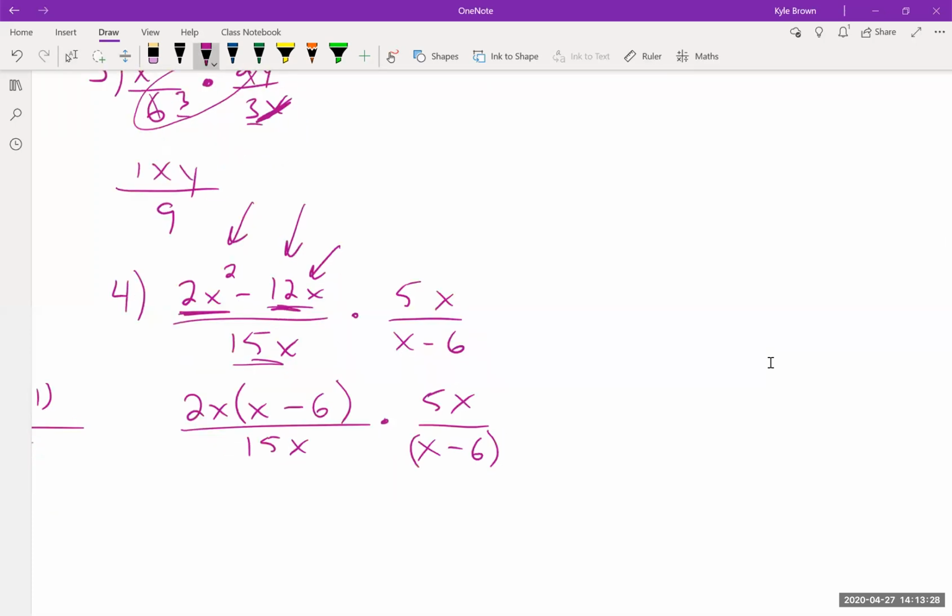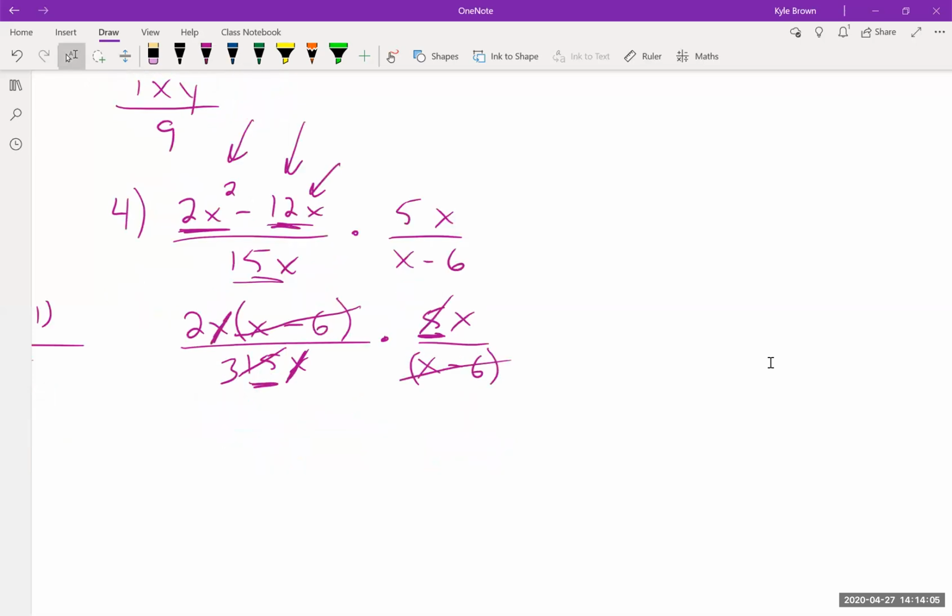So that worked out nice because now this is free game. I'm allowed to cancel this whole x minus 6 with x minus 6, since they were written the same way. I can also cancel this x with one of the 2 x's up there. And now we've got 5 over 15, so I could cancel that 5 and that would become 3 on the bottom. If I write everything I have left after canceling it all, I've got 2x over 3.